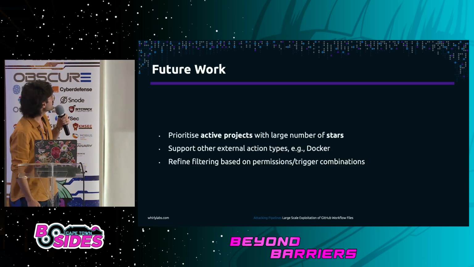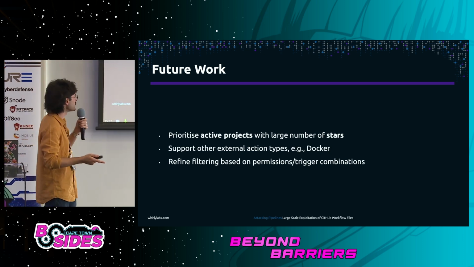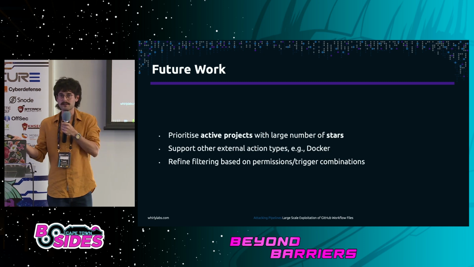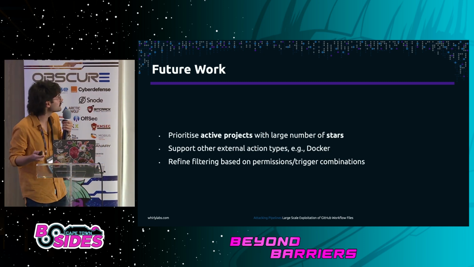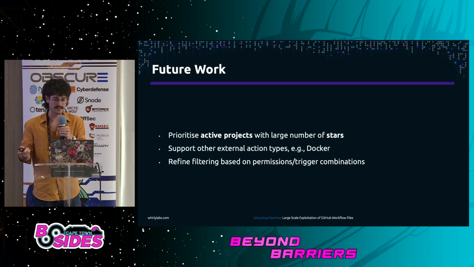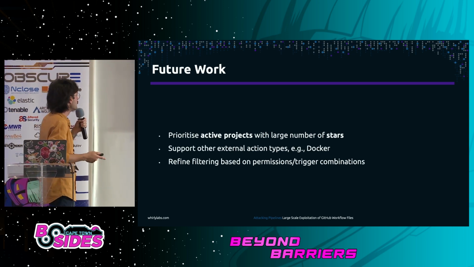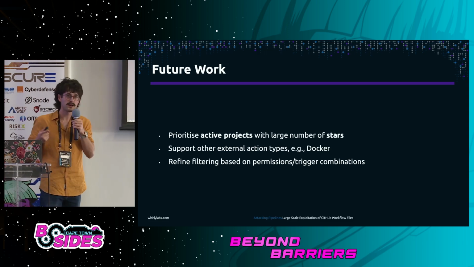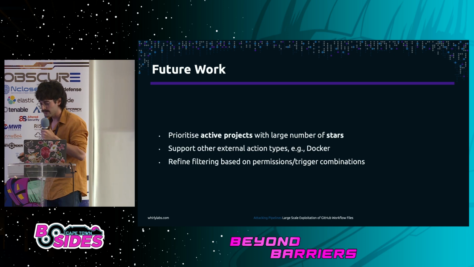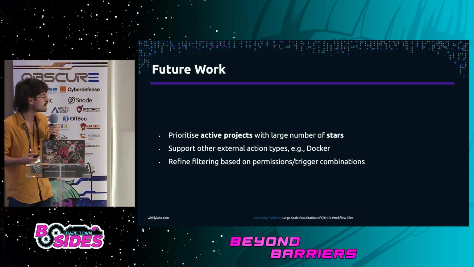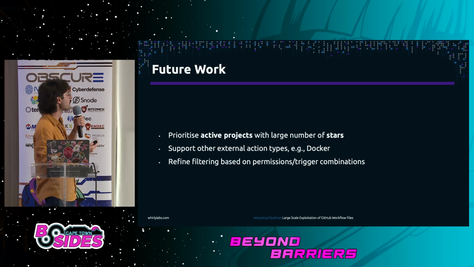Some future work is to prioritize active projects. A lot of those findings were smaller projects, dormant projects, maybe something that we don't really care to exploit. Lots of things where you could just make an issue and hello world their action. Maybe support some external types and refine filtering, try to covertly detect these permissions and mitigations as fast as possible. Even during the creation of this tool, a few more things were added that we had to account for that made certain things no longer exploitable.